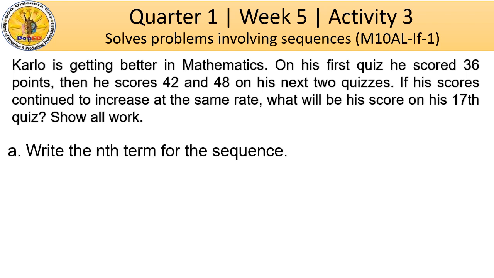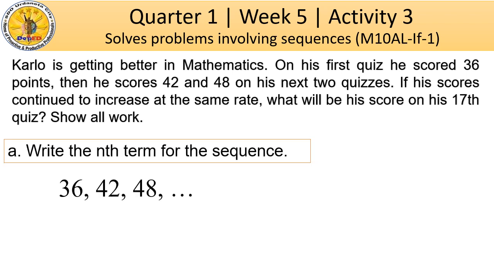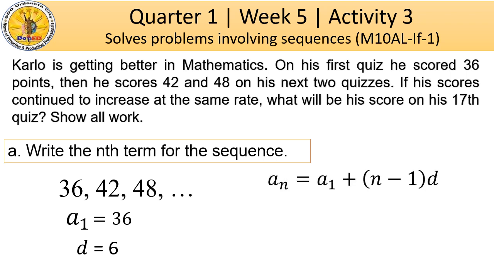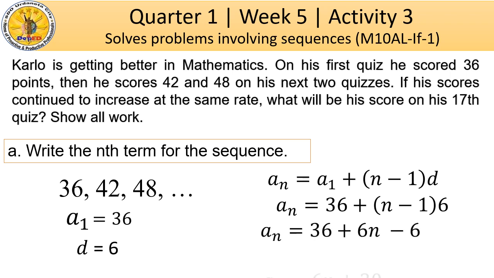Write the nth term for the sequence. We have 36, 42, 48, and so on. The first term is equal to 36. The common difference is equal to 6. So, we will be using the formula for finding the nth term of an arithmetic sequence. Let's substitute the given values. And now we have a sub n is equal to 6 times n plus 30.